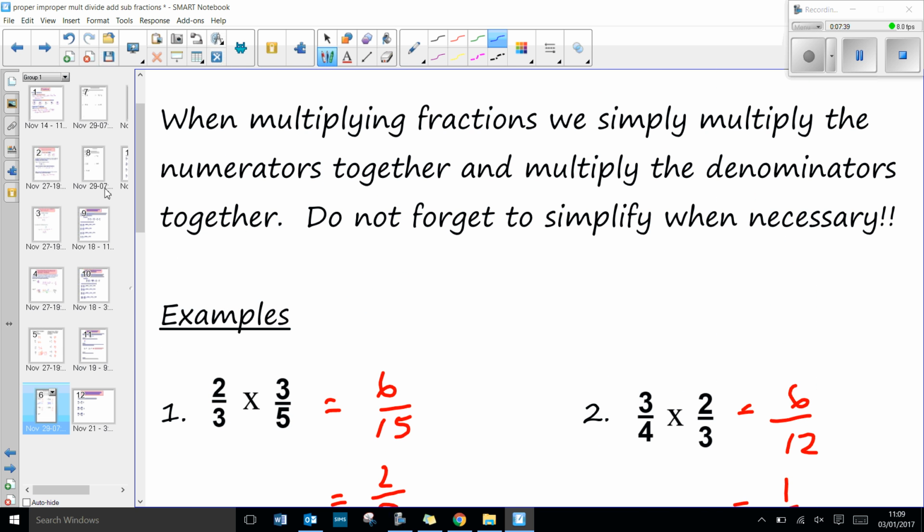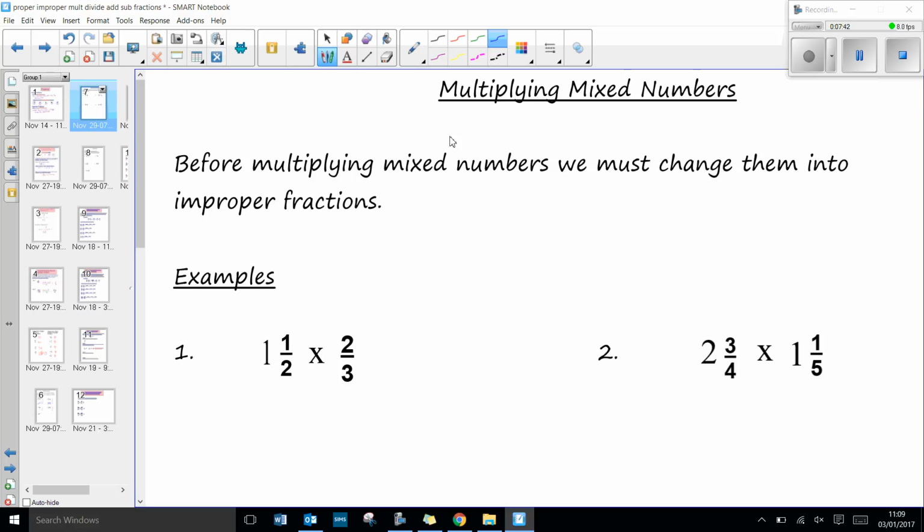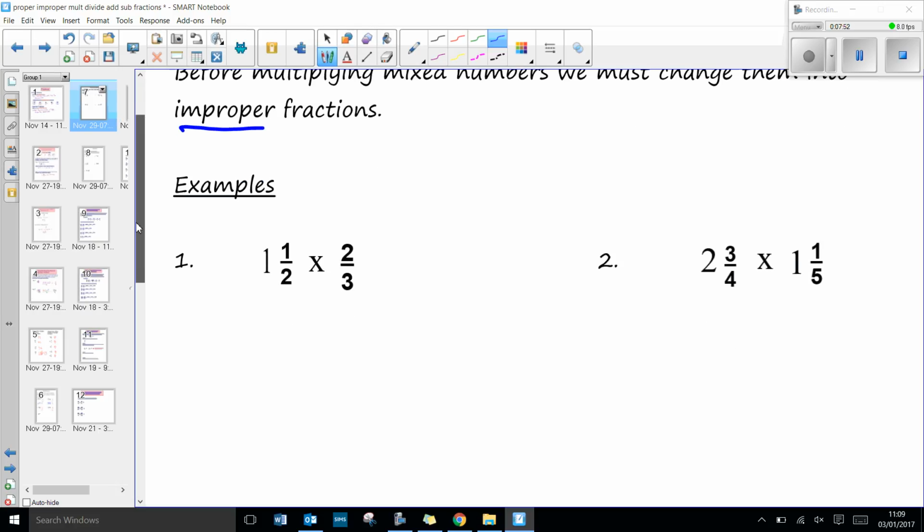So if we've got mixed numbers and we're multiplying them, first of all you need to make them into improper fractions. So this is a good recap of changing improper fractions. So we've got 1 times 2 plus 1. So that's 3 over 2 times 2 over 3, which gives us 6 over 6, which we know is 1.